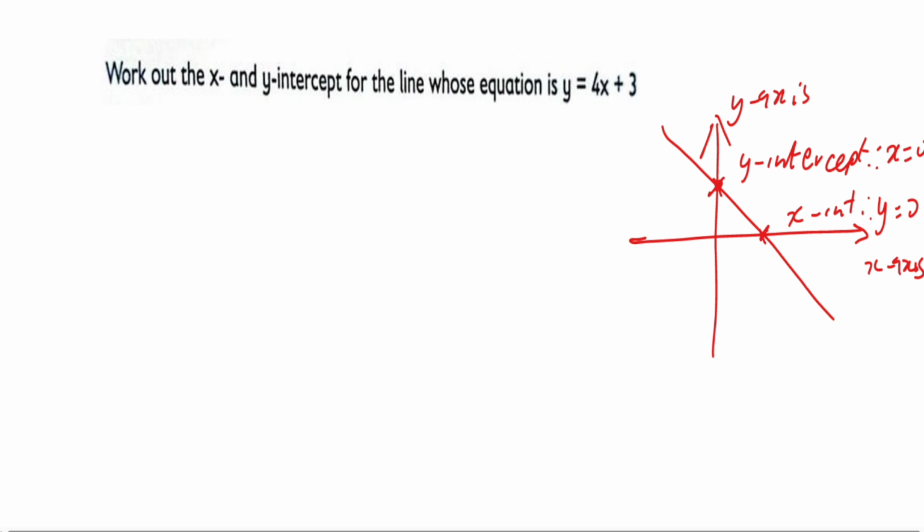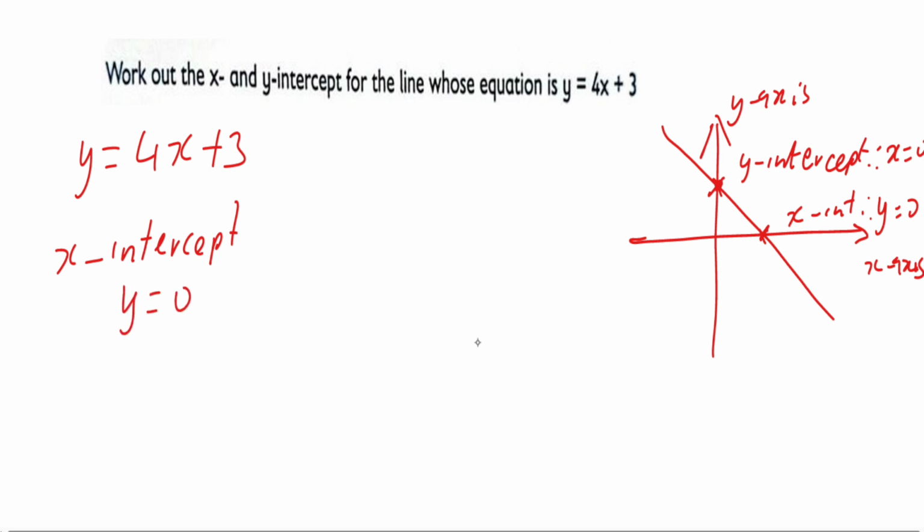So you've been asked to work out the x-intercept and y-intercept for the line whose equation is y equals 4x plus 3. Remember, this is our equation, y equals 4x plus 3. Let's start with the x-intercept first, then let's go to the y-intercept. For our x-intercept, we said y equals 0. So where there's y, you replace it with 0. So 0 equals 4x plus 3.